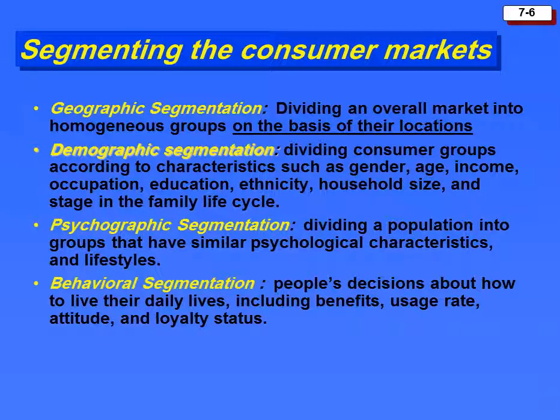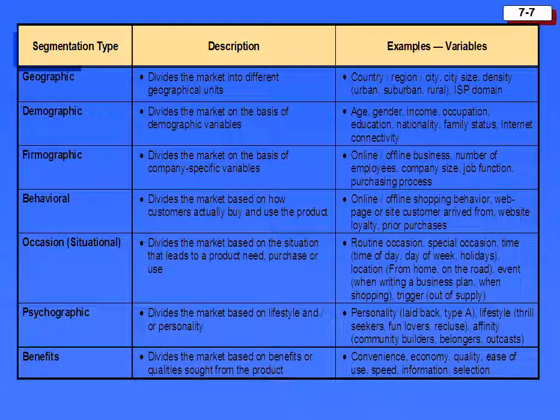The last basis of segmentation is behavioral segmentation, which looks at people's decisions about how to live their daily lives, including benefits, usage rate, attitude, and loyalty status. In this table, there are some examples of the segmentation types and their descriptions, and some examples and variables of these types of segmentation.